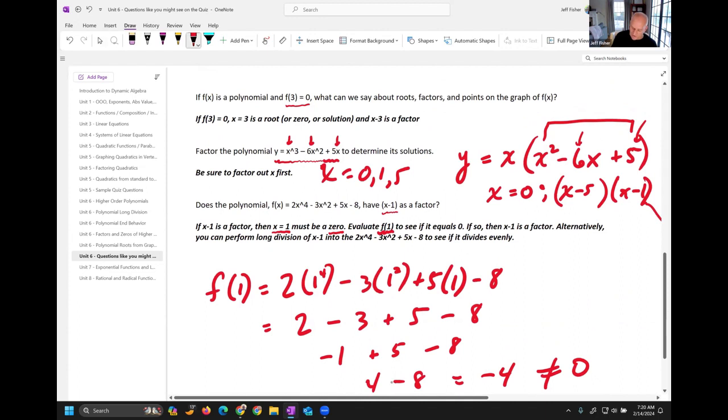The other way you could solve it, I'm not going to do it, is you could do long division. You could take this x minus 1 factor, try to divide it into this polynomial using long division, and see if you get a remainder. If it divides evenly, then it's a factor. But if there's a remainder, it's not a factor.